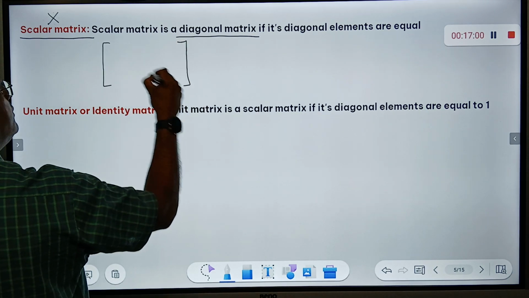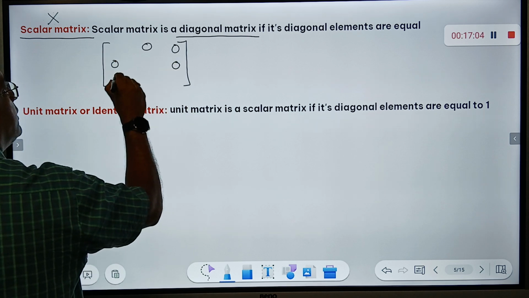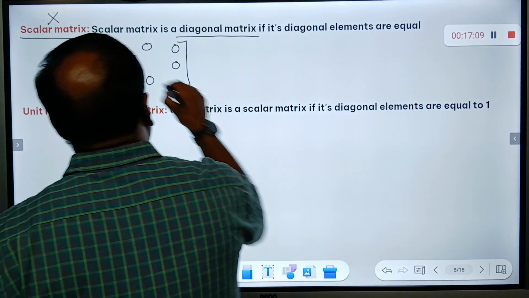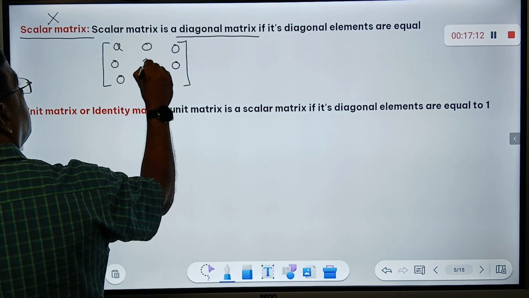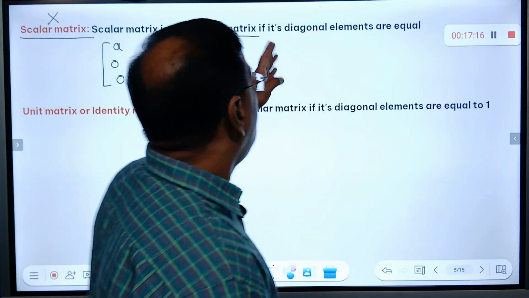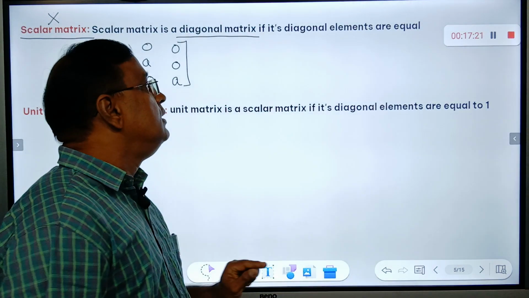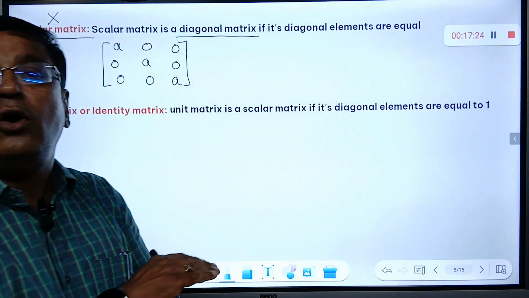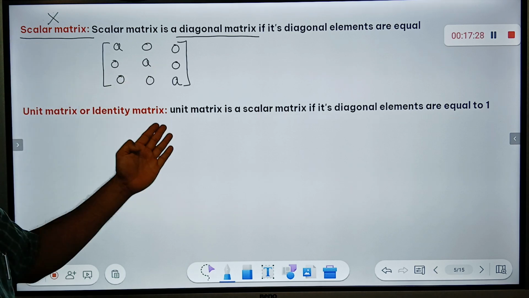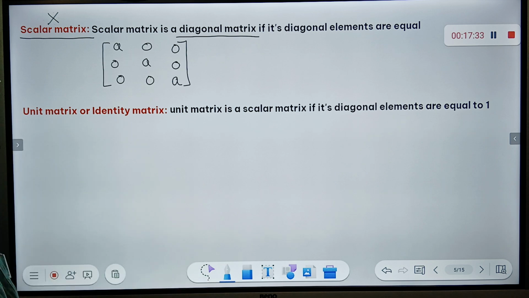Okay? And since it is a diagonal matrix, all the non-diagonal elements must be 0. I have not filled the diagonal elements. If the diagonal elements are all same and non-zero, then you call it a scalar matrix. See, a scalar matrix is a diagonal matrix if the diagonal elements are all equal. It is a diagonal matrix, but it has a special name called scalar matrix.